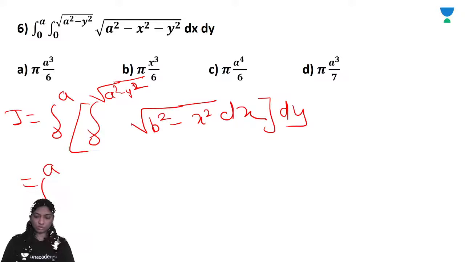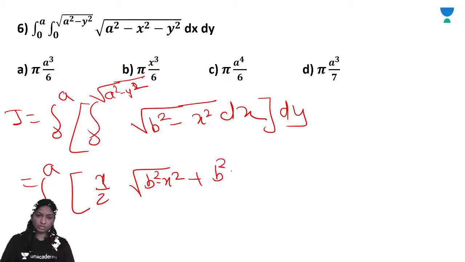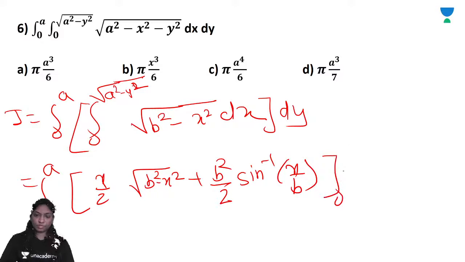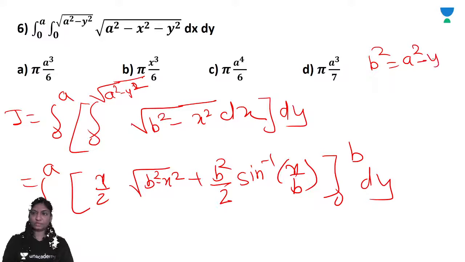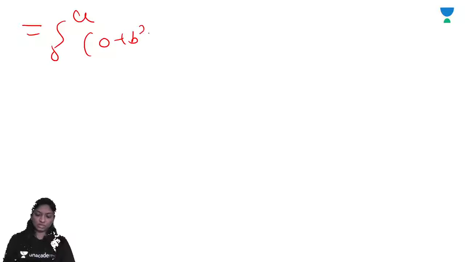So integral from 0 to a, x by 2 root of b square minus x square plus b square by 2 into sine inverse of x by b from 0 to b, dy. Here, putting b square equal to a square minus y square, b is equal to root of a square minus y square. So this equals integral from 0 to a of 0 plus b square by 2 into pi by 2 minus 0, dy.